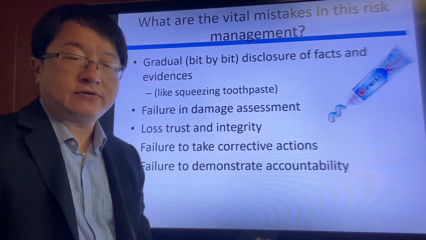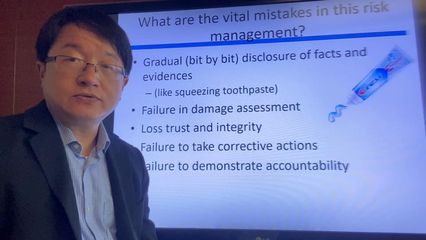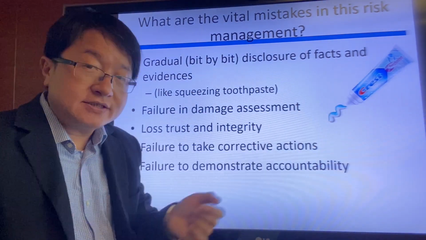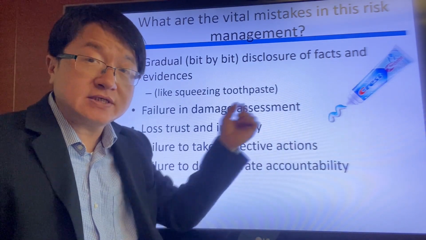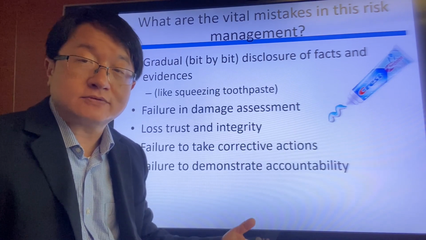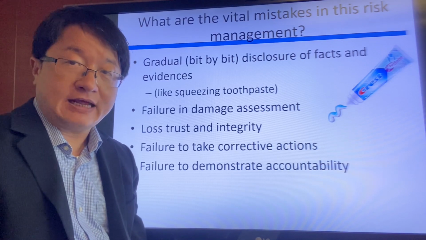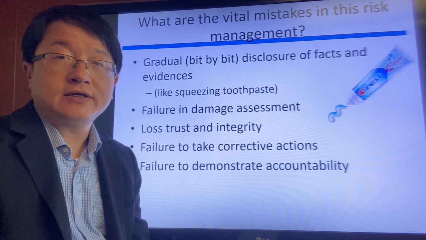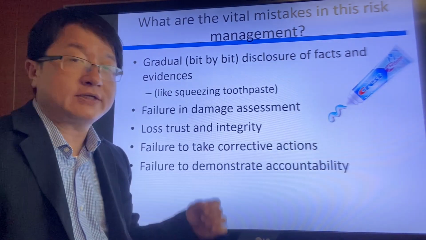First, gradual disclosure of your facts and evidence is no good because you lose the trust of your stakeholders. Gradual means bit by bit, just like squeezing toothpaste. When the media asks you some questions, you disclose a little bit. But the media is smarter than you, so they will disclose more than what you have disclosed. And then you will lose the integrity and trust of the public. If it happens, then you lose. If you lose their trust, then no matter how hard you try, you cannot demonstrate your accountability, and you also fail to take corrective actions.